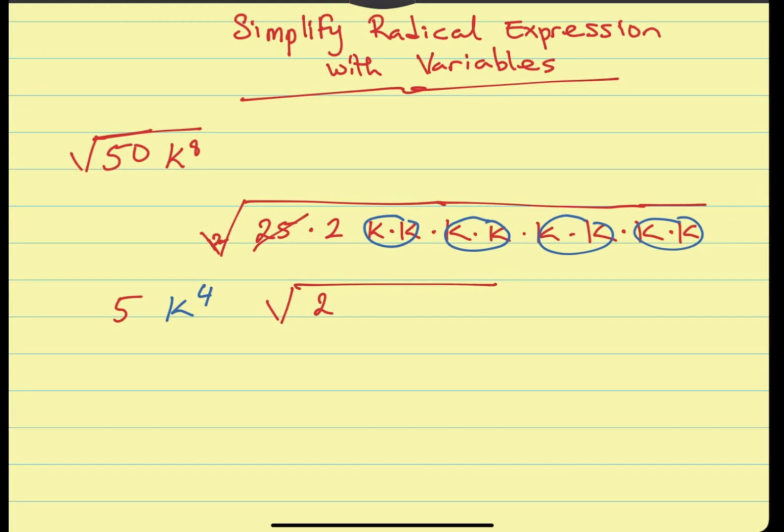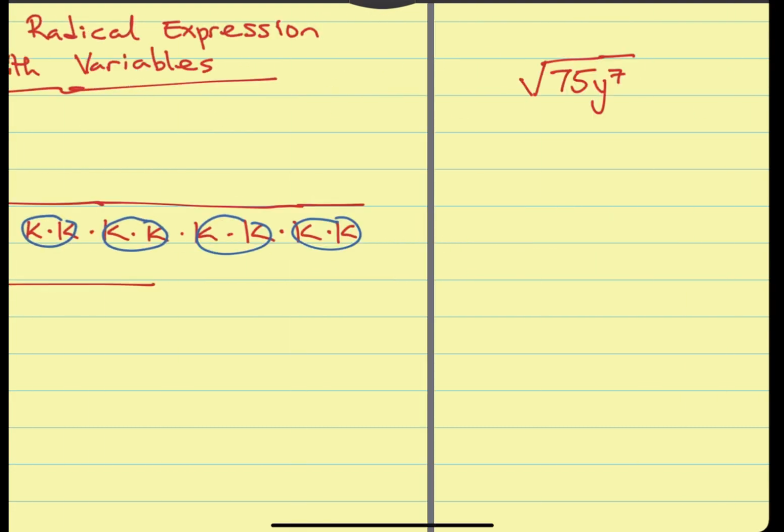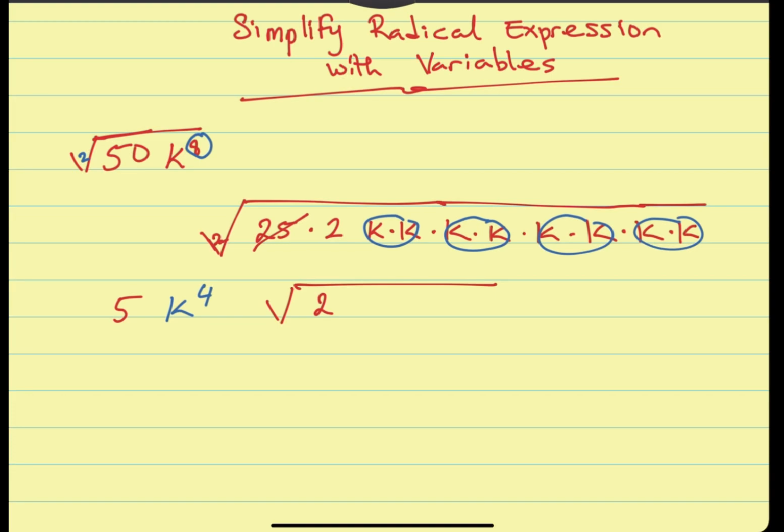Now, what is the fast way to do this without going through this long step? You see this exponent here. You divide it by the index. What is the index? There's a little 2 right here. But you don't have to write it. You're just going to say 8 divided by 2. What is 8 divided by 2? 4. So K to the power of 4. Got it? Yes. Wait, that's it? That's it. When it comes to the variable, that's it.